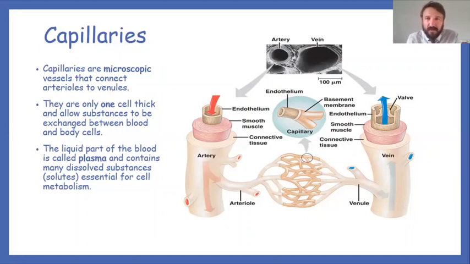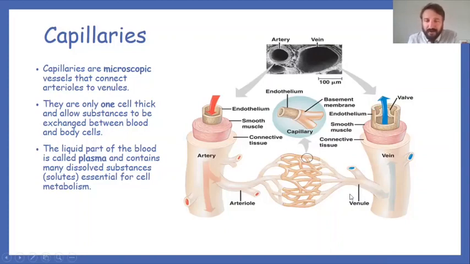Okay, now we discussed before, I was going to say yesterday, in our last session, the liquid part of the blood is called plasma, and this contains many dissolved substances that are essential for cell metabolism. Okay, so this is what capillaries look like. I've lost my arrow here. This is what capillaries look like. We have our arteriole here, which is like a mini branch out to the capillaries. Okay, and then we have our venule there, which then sucks the blood out of the capillaries.